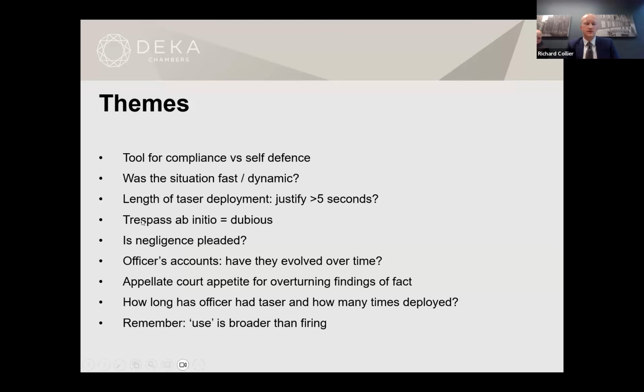Highly dubious as to the principle of trespass ab initio. Remember to look at whether negligence is pleaded. That kind of ties in with the trespass ab initio point. Have the officers' accounts evolved over time?